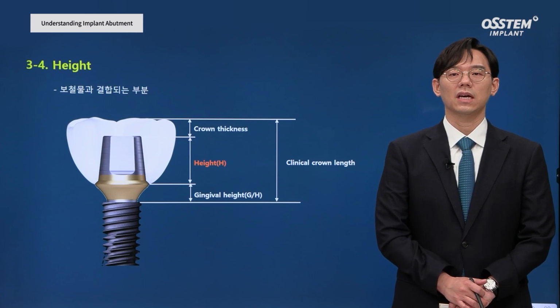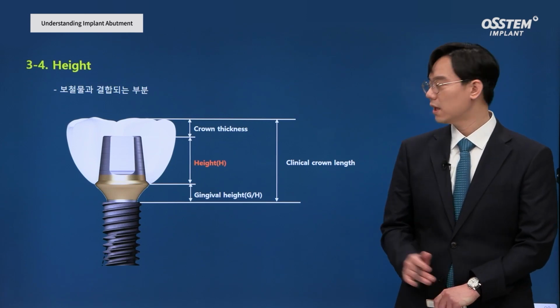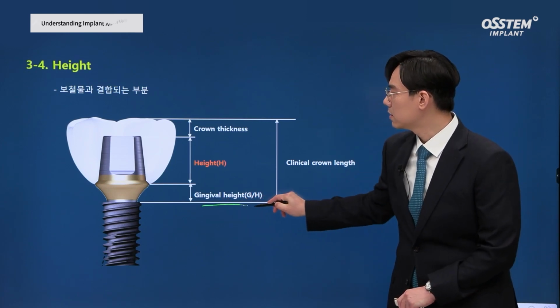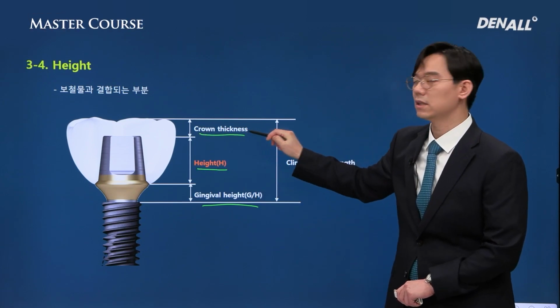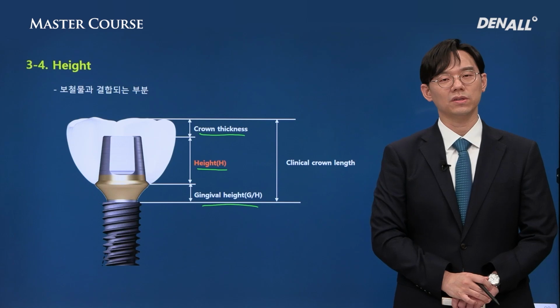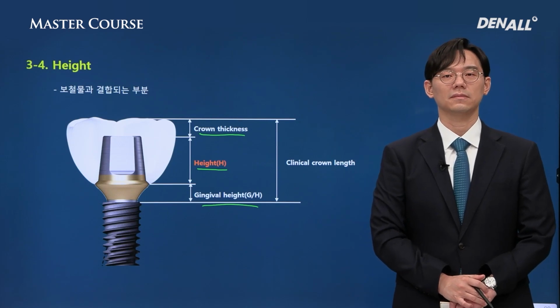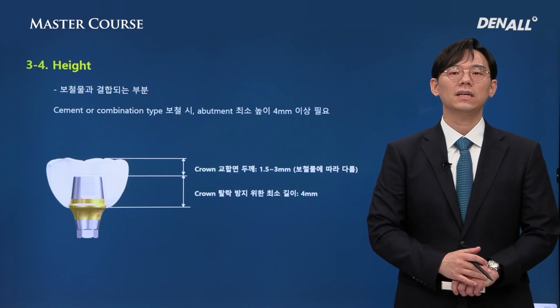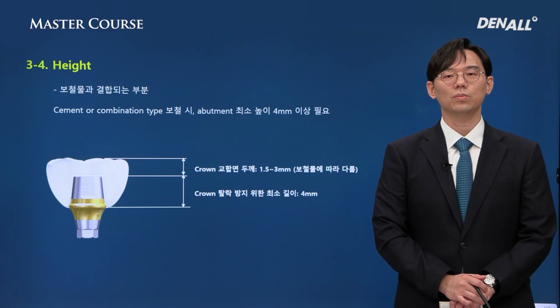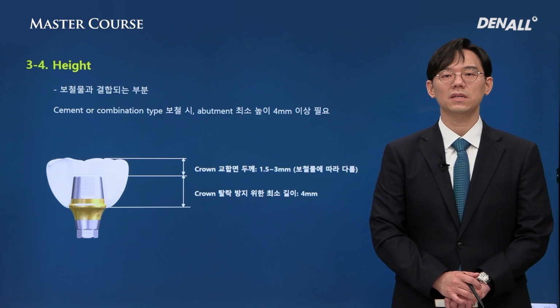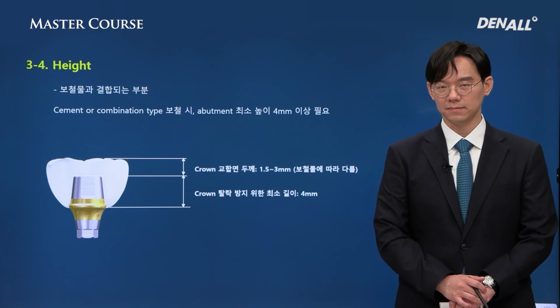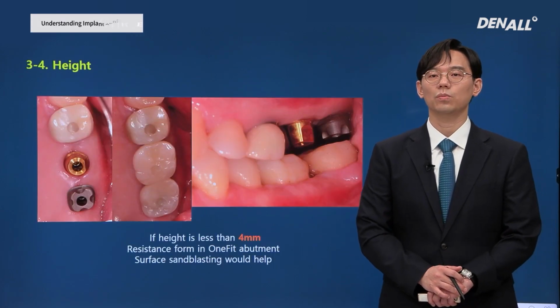From implant top to the antagonist, in between there is gingival height and abutment height, as well as crown thickness. You can think of these three layers. The height for retaining the crown on the abutment is 3 mm. Depending on crown material, you need 1.5 to 3 mm of prosthesis thickness.